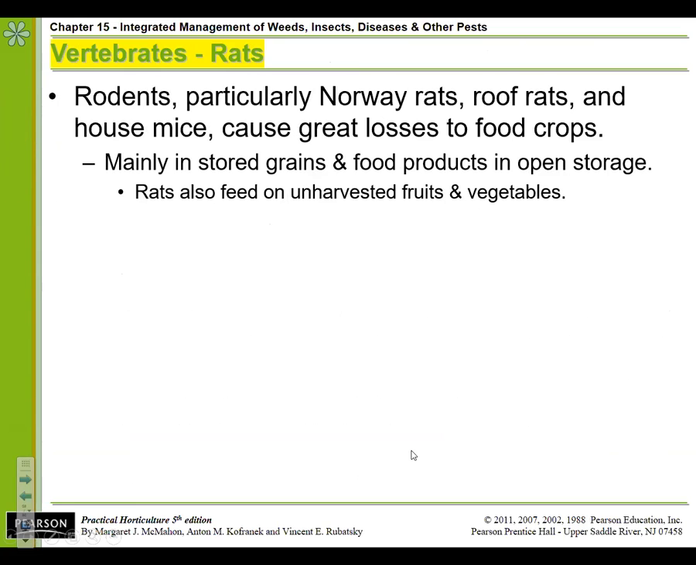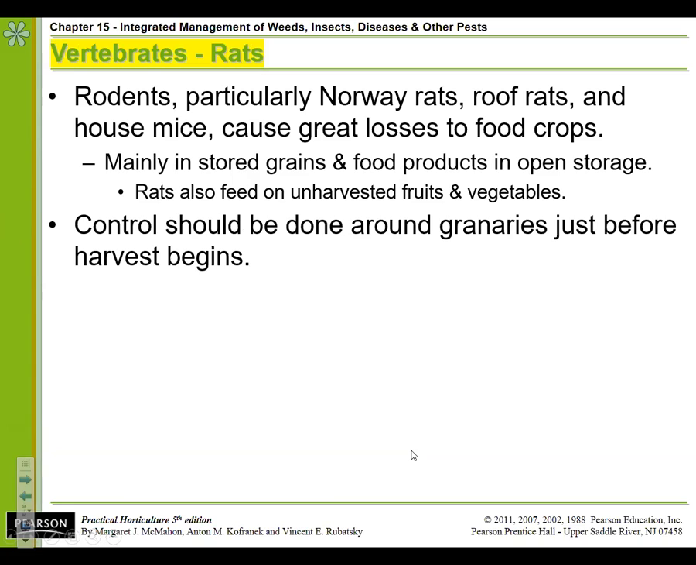Of course, insect pests often get the spotlight because there are so many of them, and we think of them as doing a lot of damage and being difficult to control because of large populations. But we can also have a lot of damage from other animals, vertebrates. So rats in particular, mostly affecting our stored food crops, so what has been harvested. They also do feed on unharvested fruits and vegetables in some cases as well.